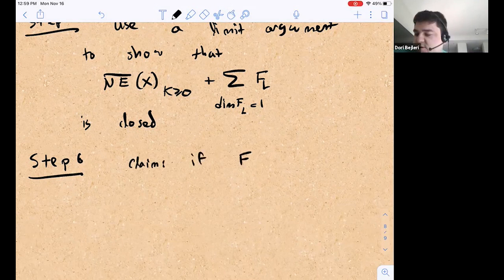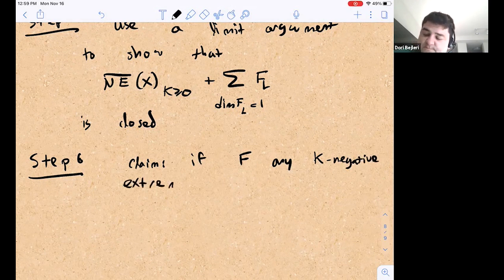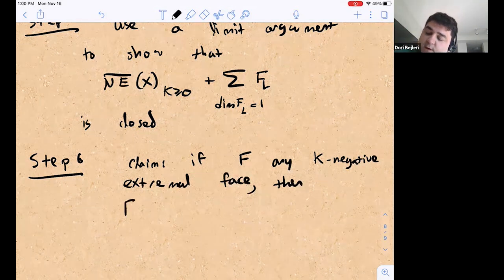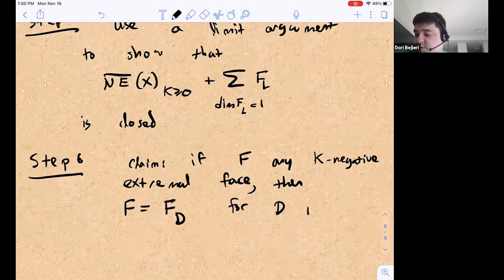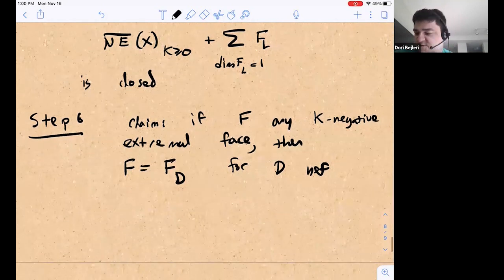if F is any K-negative extremal face, then F is the face associated to some F divisor D. So we already know that's the case for the specific rays that appear in this decomposition in the cone theorem, but we want to show that all of them are faces associated to F divisors. So for D, F, and Cartier.